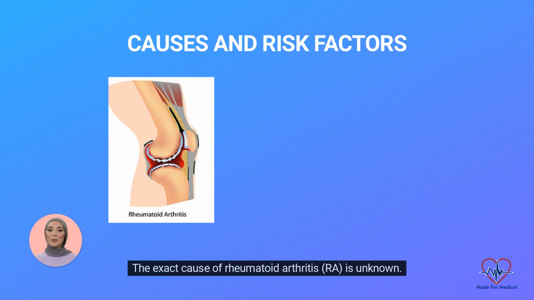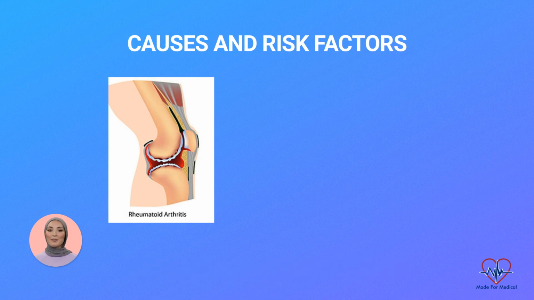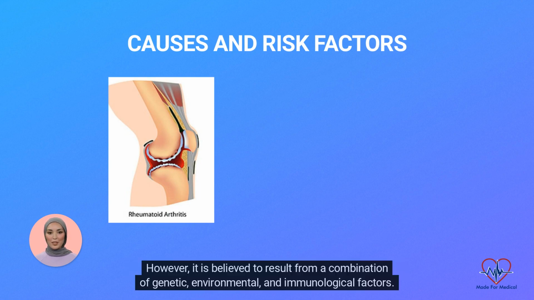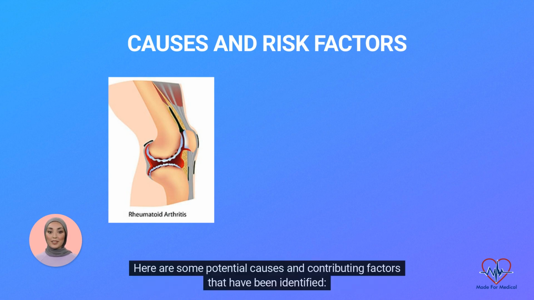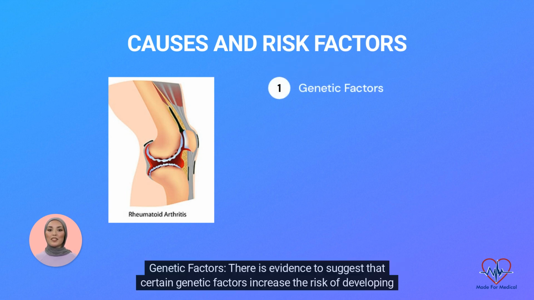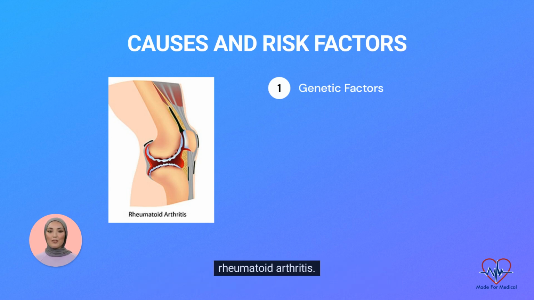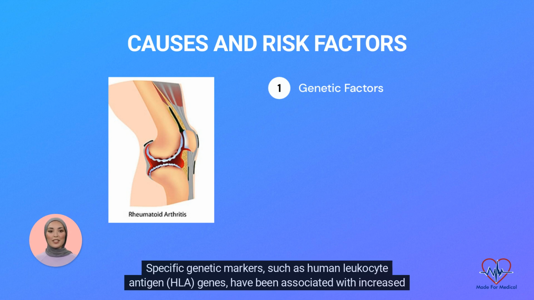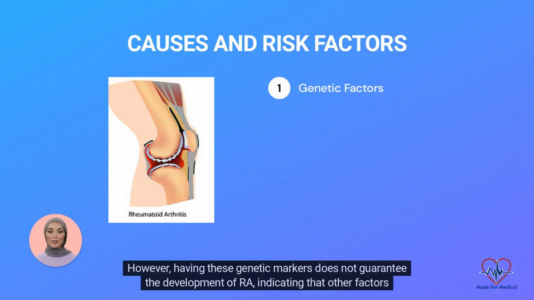The exact cause of rheumatoid arthritis, RA, is unknown. However, it is believed to result from a combination of genetic, environmental, and immunological factors. Here are some potential causes and contributing factors that have been identified. Genetic factors. There is evidence to suggest that certain genetic factors increase the risk of developing rheumatoid arthritis. Specific genetic markers, such as human leukocyte antigen, HLA, genes, have been associated with increased susceptibility to the disease. However, having these genetic markers does not guarantee the development of RA, indicating that other factors play a role as well.